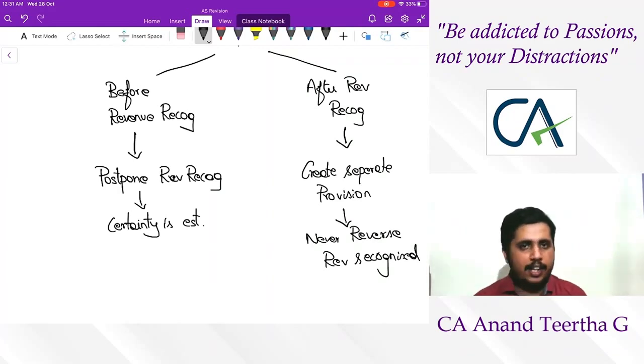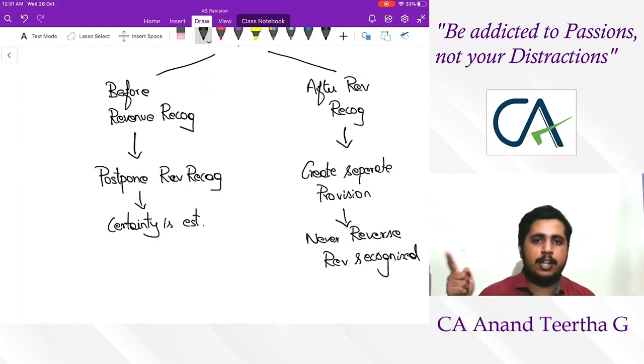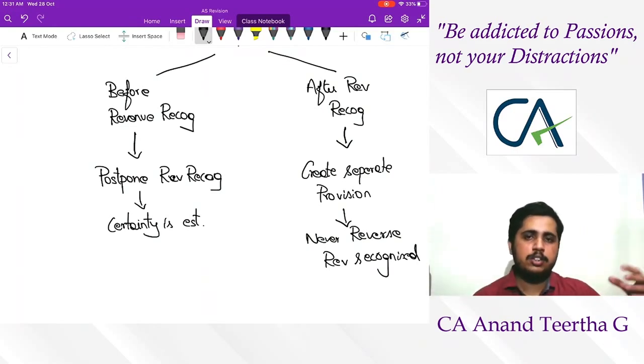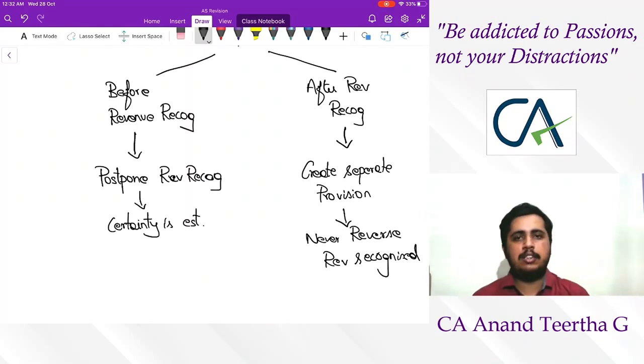So if there is uncertainty in consideration before revenue recognition itself, then don't recognize. Postpone it till certainty. After revenue recognition, create a provision. Never reverse it. So that's how AS9 comes into effect. Okay. So what is revenue? Sales, service, all these things, how it is covered up. Uncertainty effect comes into effect. What should be done? That's how AS9 theory should be taken up.